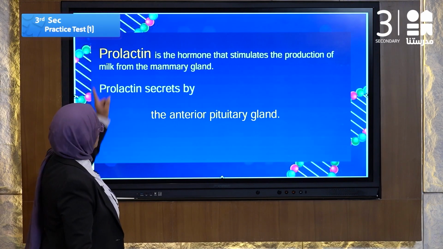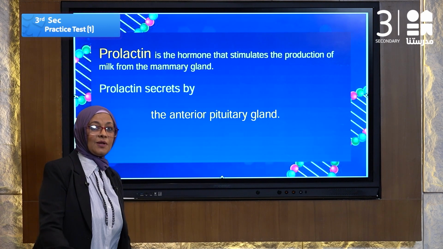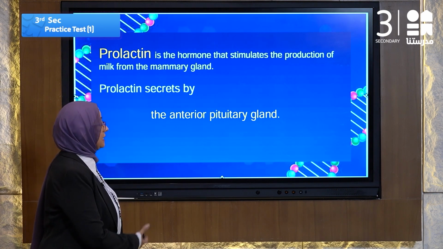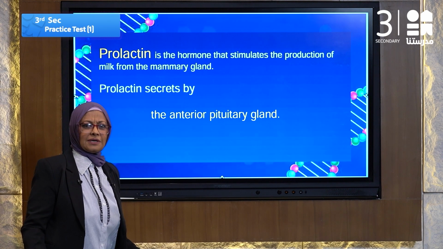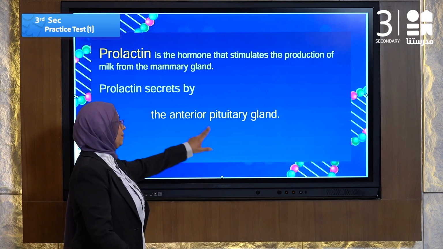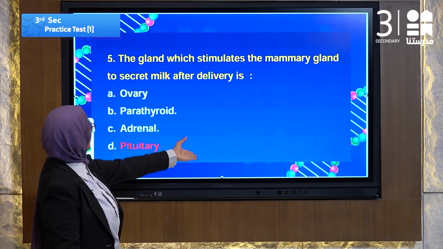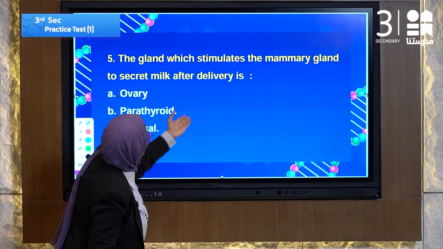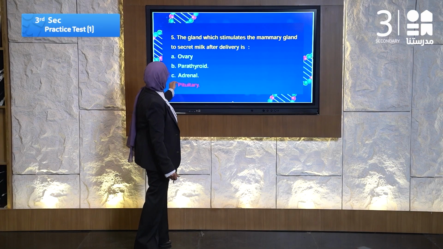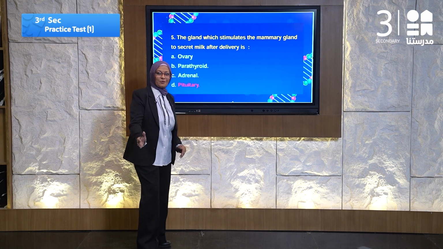Hormones? Prolactin. Prolactin is the hormone that stimulates the production of milk. Milk, baby, prolactin. Where does it come from? It's stimulated by the anterior pituitary gland. So the answer will be: the gland which stimulates the mammary gland to secrete milk after delivery is not the ovary, not the parathyroid, not the adrenal gland, but the pituitary, the anterior pituitary.